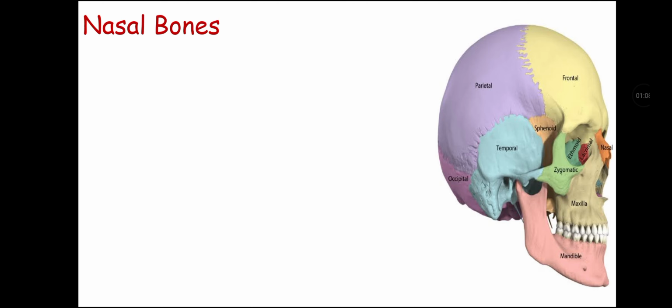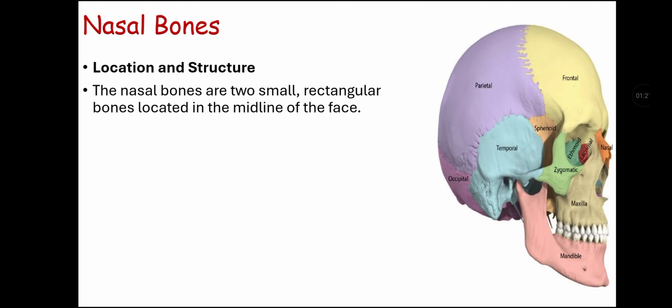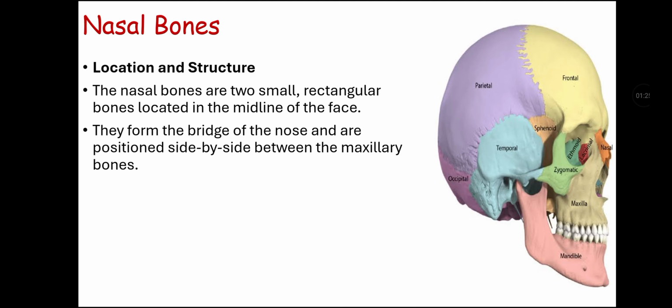First we will talk about the nasal bone. As you can see here in the diagram, the orange colored bone in front is the nasal bone. It is a paired bone, that means there are 2 nasal bones in every skull. Location and structure. Nasal bones are 2 small rectangular bones located in the midline of the face. They form the bridge of the nose and are positioned side by side between the maxillary bones.